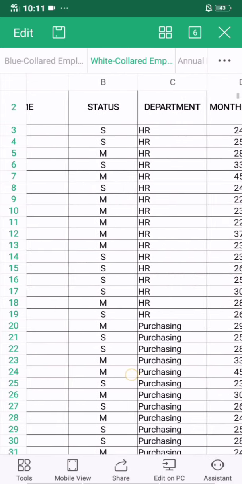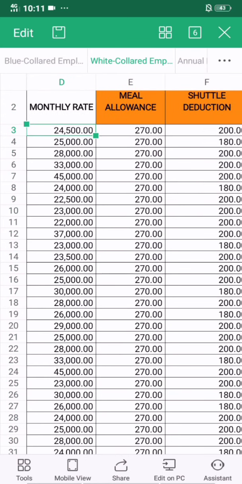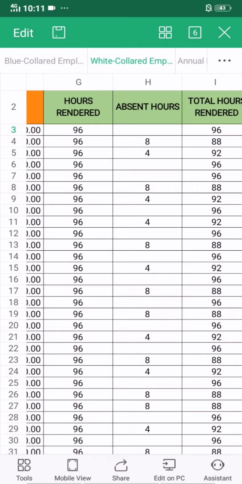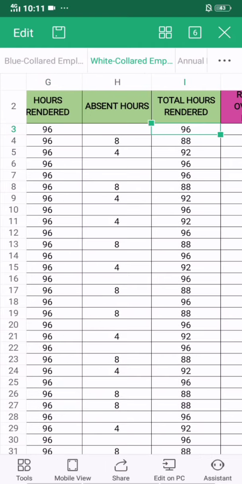Now, we will move to white collar. To get our daily rate, we will multiply the monthly rate by 12 divided by 313 days to get our daily rate. And now we will compute our total hours rendered. We will minus 96 hours by the absent hours to get our total hours.